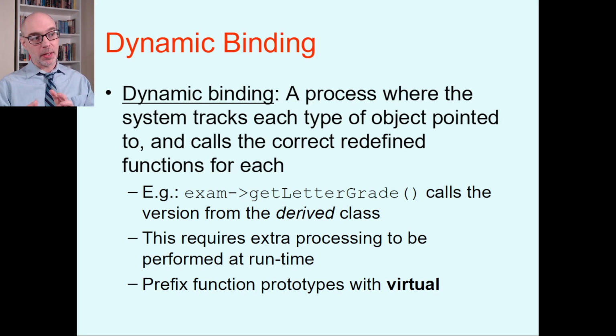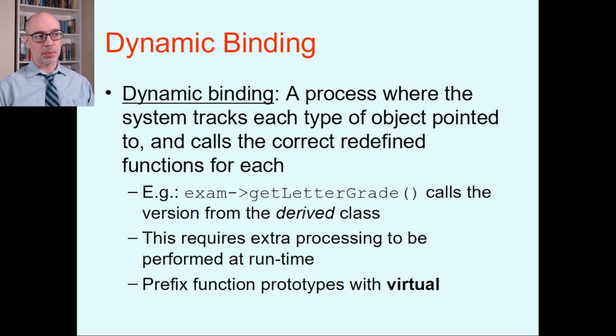Now, the reason why this is not the default is that this requires extra processing to be performed at runtime while your program is actually live. So the system will have to keep a table of every single different object that was ever created, exactly what type it is, what type of pointer is pointing to it, look that up, keep track of all the different versions of the redefined functions so that it can jump into and call the correct one each time. So extra work, it's going to take extra memory for that kind of table lookup process. The program's going to be a tiny bit slower. You probably won't notice it, but it is a tiny bit slower because of that extra work.